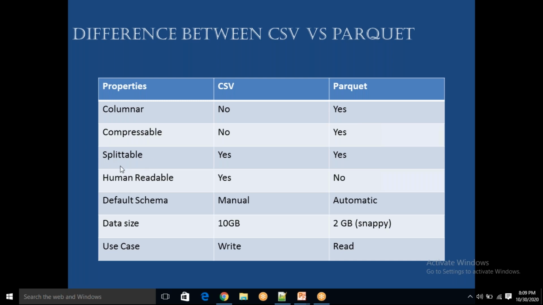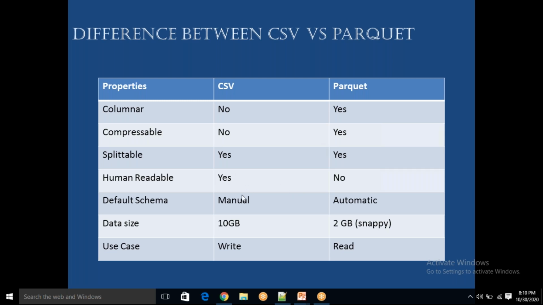Next, splittable. Why do we need to split a file? I have one file and I need to split that file's data. Why? Because a cluster is nothing but a group of servers, a group of multiple people. So you need to divide this one file into multiple parts, multiple splits. When you split the entire file into multiple parts, you can give one part to one server. This splittable nature exists for both CSV and Parquet; both can split the files and process them in parallel.